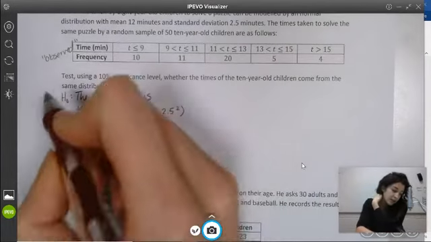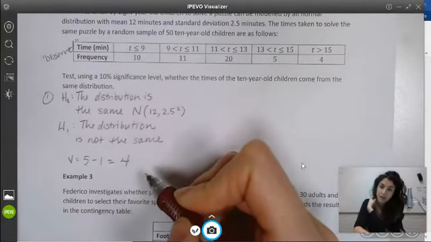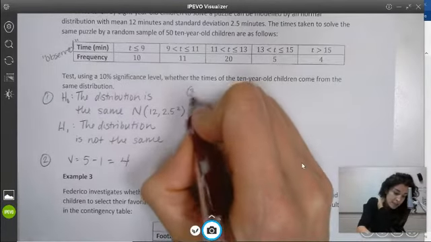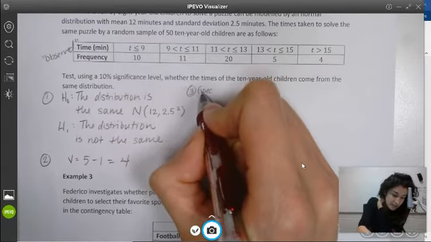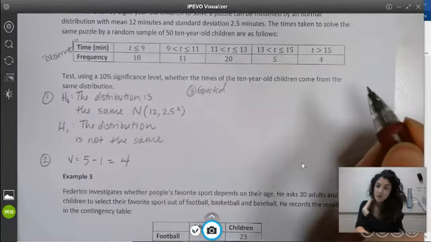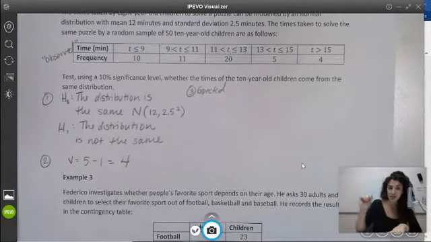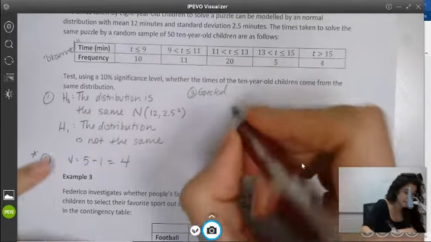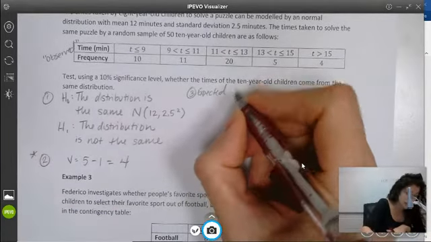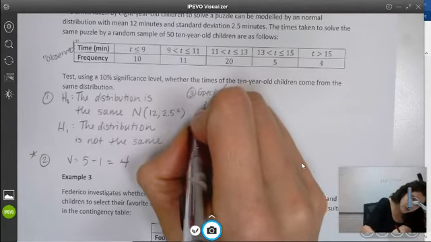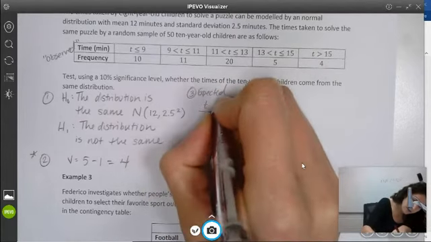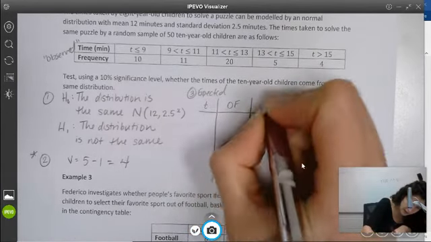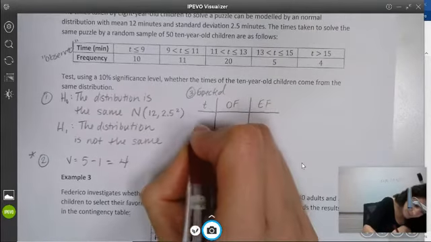The other thing that we need, so this is kind of like your first step, is to state your null and alternative hypothesis. The second step is to determine your degrees of freedom. Your third step is to find your expected frequencies. So I'm going to make a really quick, short table to talk about finding these expected frequencies. So we've got our t value, our observed frequency, I'll put there, and then our expected frequency.